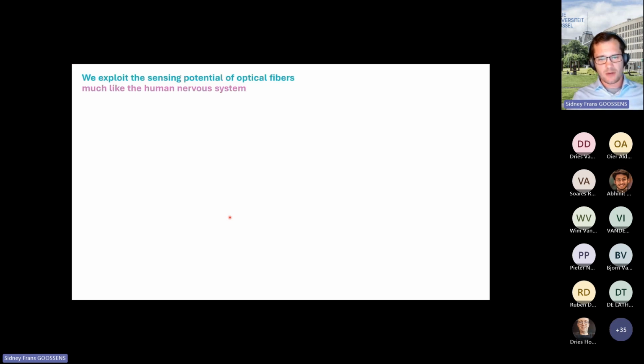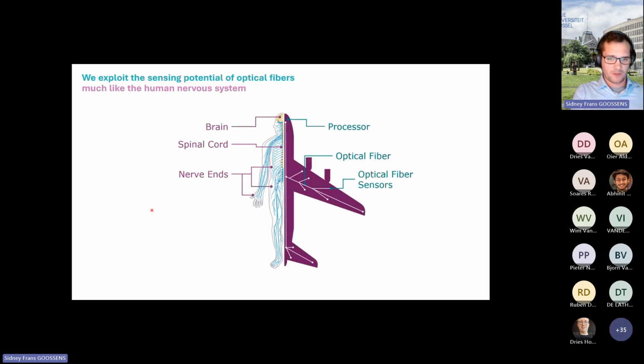Now, we like to make the comparison of an optical fiber sensor system with the human nervous system. Like we can sense pain where and when we get hurt, we will use these optical fibers in assets, for example, airplanes, but as we will see today, that can be very different assets as well, for monitoring the location and the presence of damage.